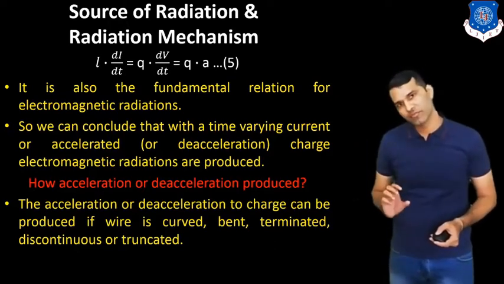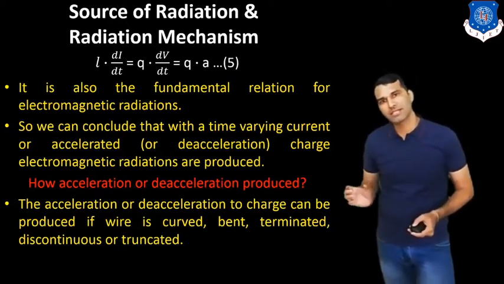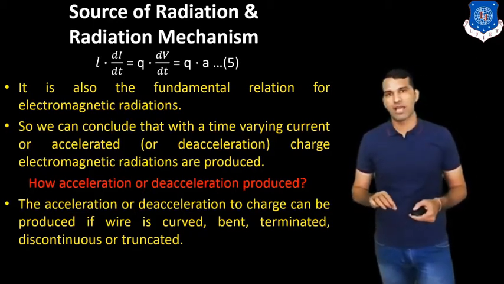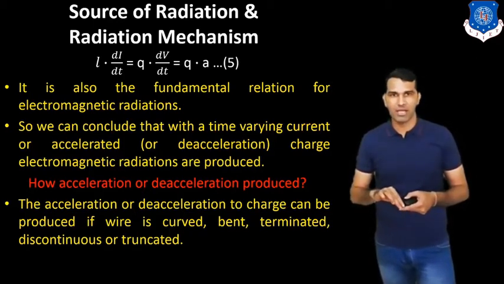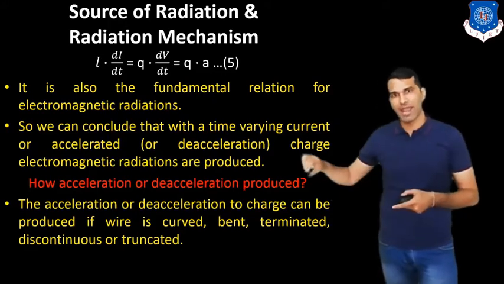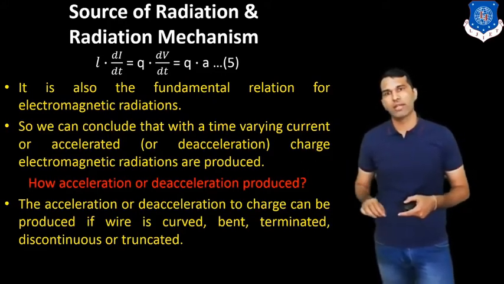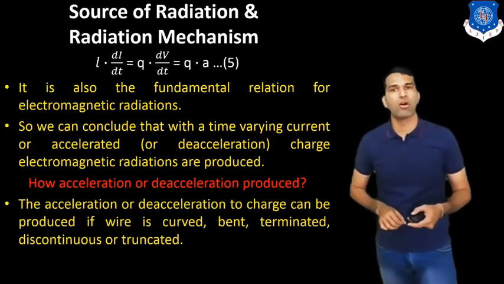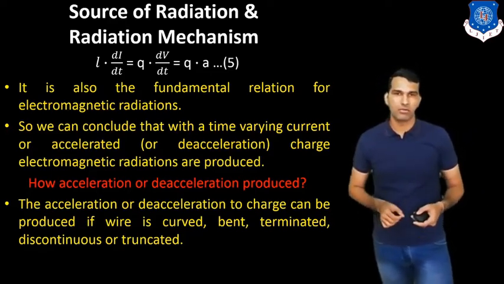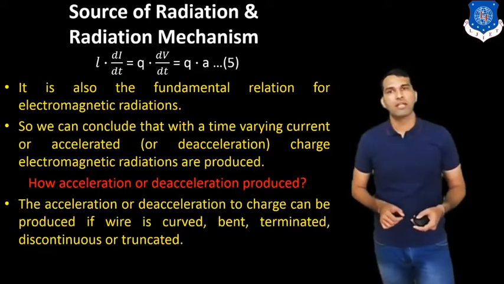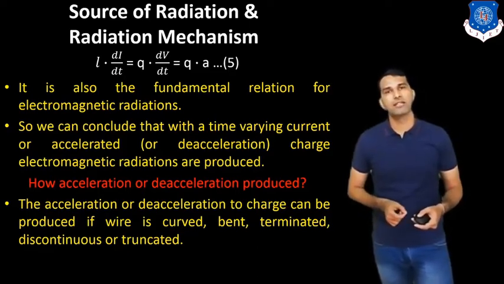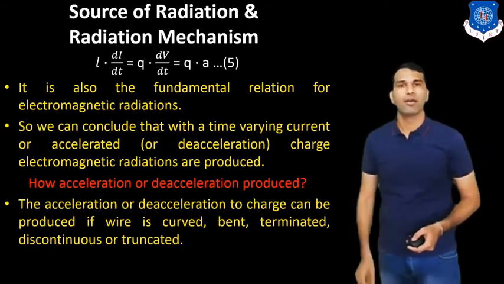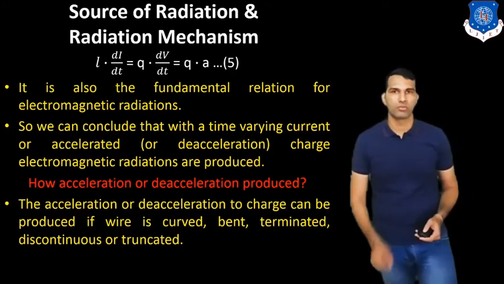Due to this, the acceleration and deceleration of the charge is produced. When the wire is an infinite length straight wire, at that time no radiation is produced. But if the wire is bent, terminated, or has a discontinuity, then this acceleration and deceleration is produced. So due to this, the electromagnetic wave is produced.